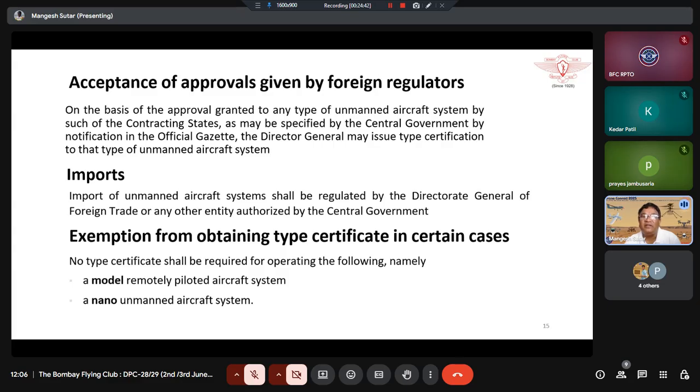One is for defense. For defense purposes, they don't require their drone to be type certified. It will be certified by the defense themselves. Whereas they are working on another commercial drone which will be released for commercial purposes in India under the license of Adani. Okay, so that will be given approval by the foreign regulators.